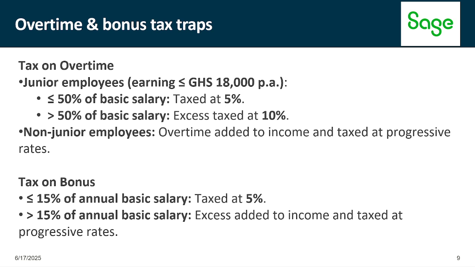So if you calculate 15% of your annual basic salary, and the overtime paid to you is less than or equal to 15% of your annual basic salary, it is taxed at 5%. The overtime is less than 15% of your annual basic salary, so we tax it at 5%. Any excess of that 15%, let's say the overtime you are paid is more than 15% of your basic salary, that excess will be added to your normal income and taxed progressively. That means taxed at the tax tables.